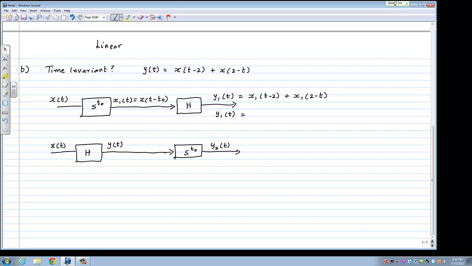Now this is the important part that I want you to pay attention to. So to find that out, what are we really doing here? So we have an expression for x1 of t in terms of x of t. So x1 of t minus 2 means simply replace t by t minus 2 in this expression. Right? That's what x1 of t minus 2 is. So x1 of t minus 2 must be x of t minus 2 minus t naught.